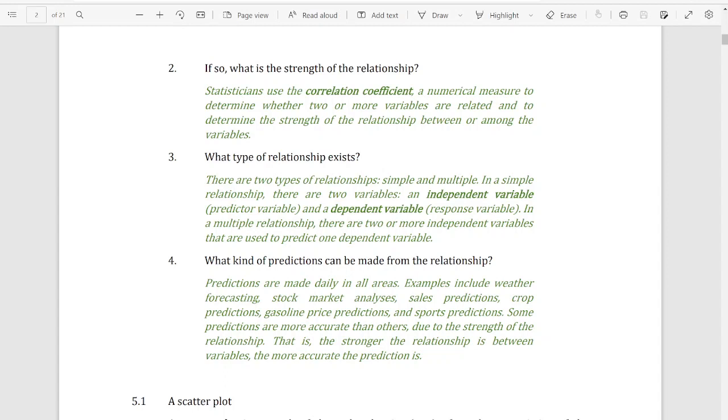So, a correlation coefficient is a numerical measure to determine whether two or more variables are related and to determine the strength of the relationship between or among the variables.